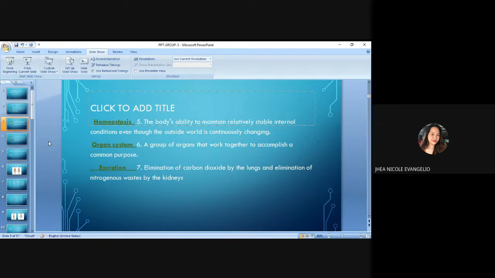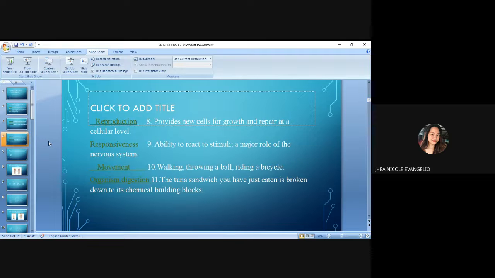Number 6, a group of organs that work together to accomplish a common purpose. The answer is organ system. Example, heart and blood vessels. They work together to circulate the blood, bringing oxygen and nutrients to cells throughout the body and carrying away carbon dioxide and metabolic waste. Number 7, elimination of carbon dioxide by the lungs and elimination of nitrogenous waste by the kidneys. The answer is excretion, or eliminating waste, which may be removed in urine, feces, or sweat.